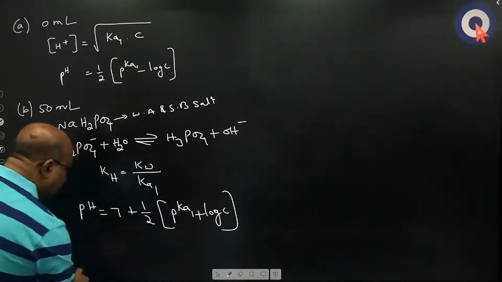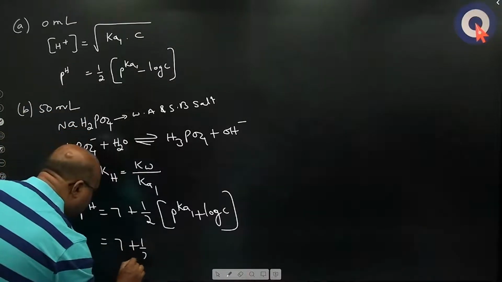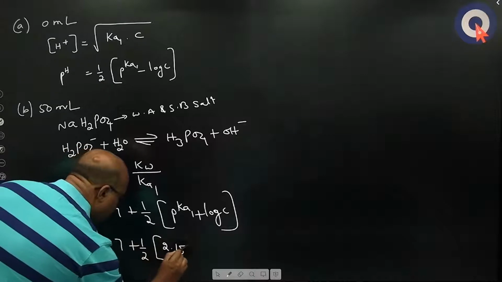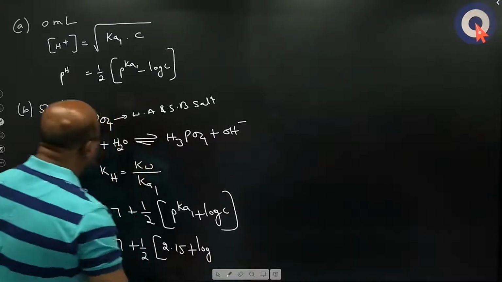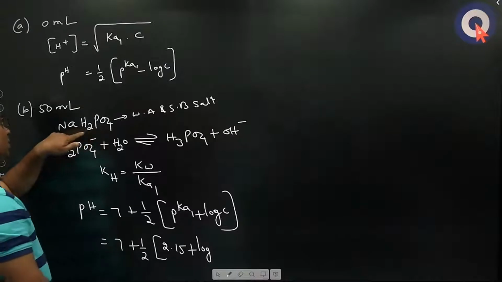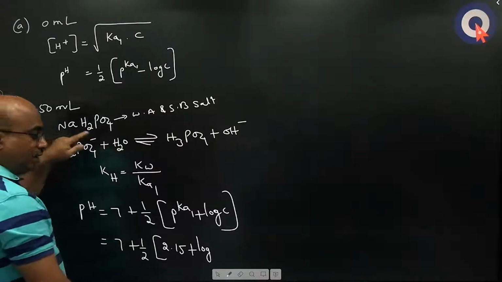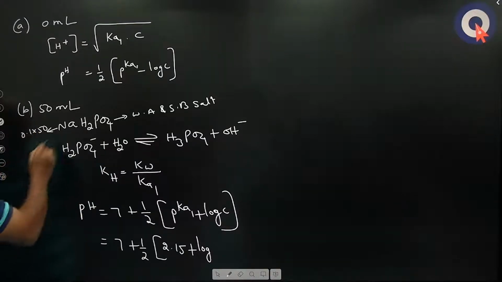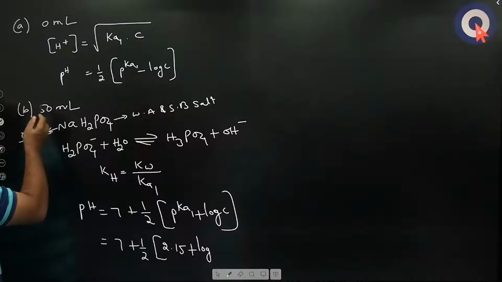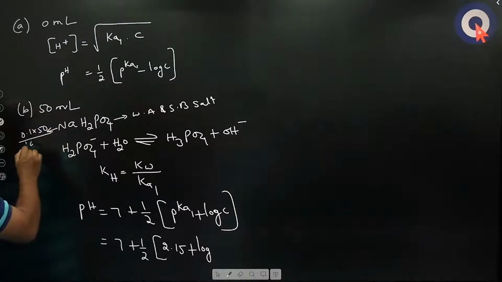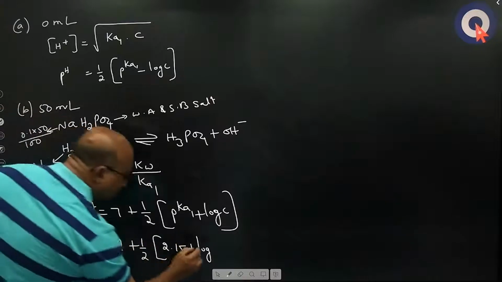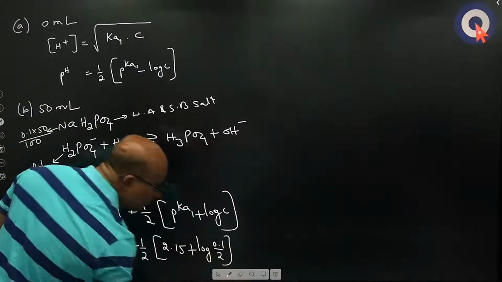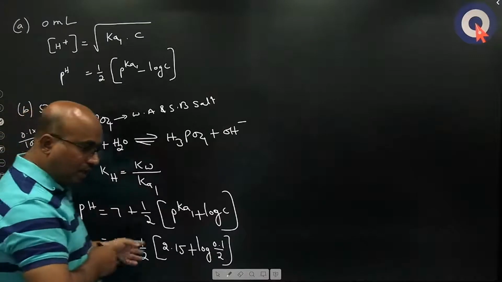So what is pH in this situation? 7 plus half pKa1, 2.15, plus log of the concentration of this. How much of this will you get? 50 mLs are required, so how much of this are you getting actually? 0.1 into 50. But the total volume after addition of 50 ml and 50 ml of NaOH becomes 100. So the concentration of this will be nothing but 1 by 2, that is 0.1 by 2. From here you can calculate its pH.